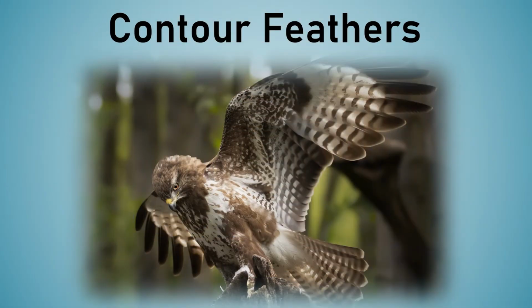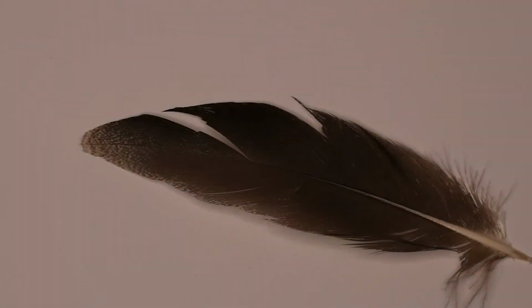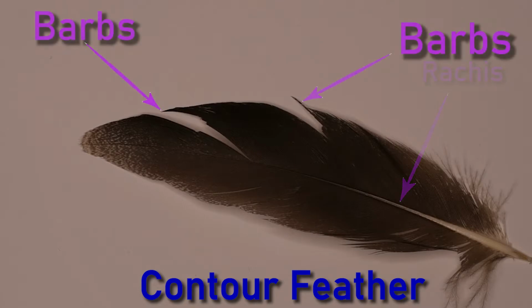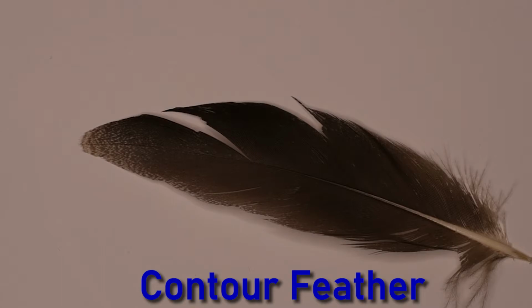Contour feathers are the next category of feathers, which include many different types of feathers, like flight feathers and tail feathers. So looking at the contour feather, once again, we have a rachis, which provides some rigidity and is the attachment point of the barbs. Instead of getting a closer look at the contour feather's barbs, I want to show you something.